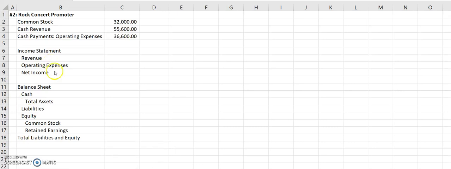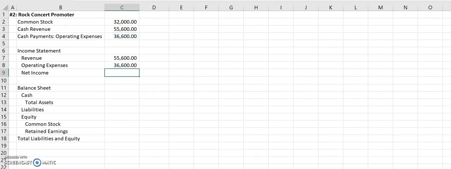So again, whenever we put together an income statement, we're going to start with our revenue. So our revenue was $55,600. Our operating expenses were the $36,600, and then our net income is simply our revenue minus our operating expenses. So we should have a net income of $19,000.